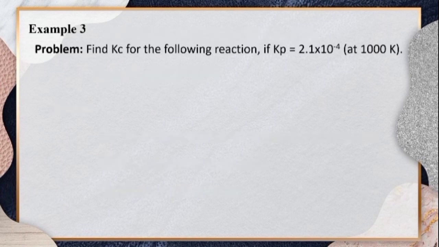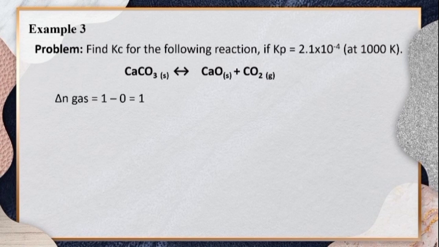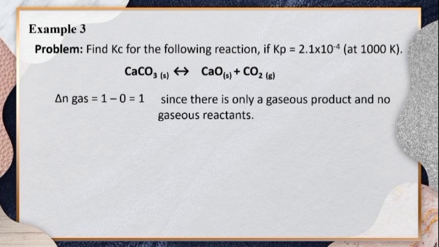For example, find Kc for the following reaction if Kp is equal to 2.1 times 10 to the negative 4 at 1000 Kelvin. The reversible reaction is CaCO3 solid yields CaO solid plus CO2 gas. The change in number of moles of gas in the reaction is 1 minus 0, which is equal to 1, since there is only a gaseous product and no gaseous reactants.